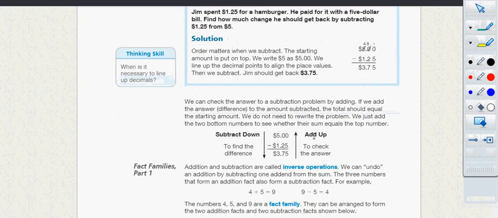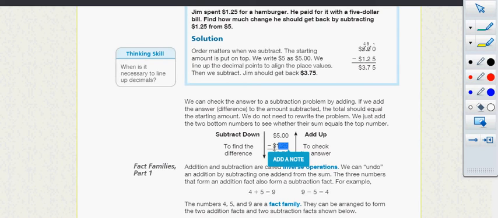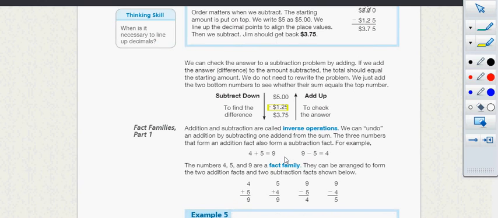Just about finished. You can check the answer to a subtraction problem by actually adding. If you take the difference, 3.75, plus the subtrahend here, $1.25, it should come to your original total, right? And that makes sense. How much change you got back plus how much you paid should give you what was in your wallet in the first place.